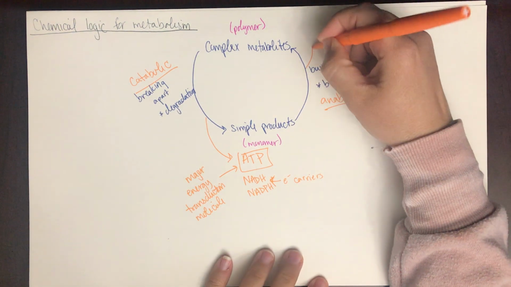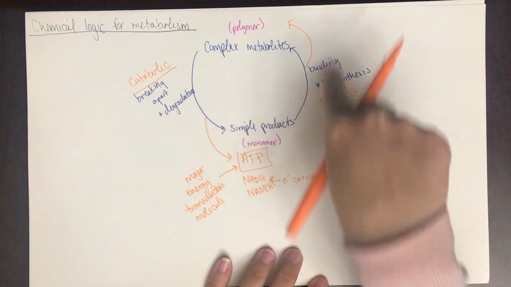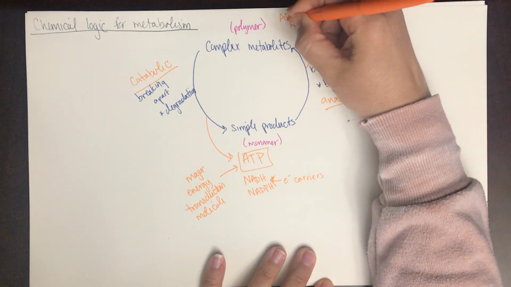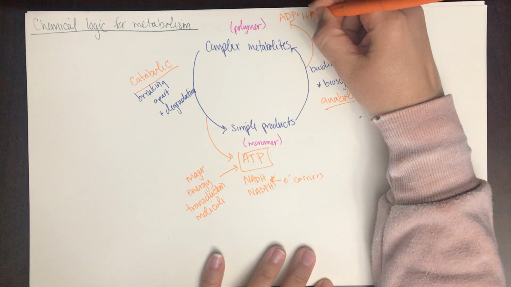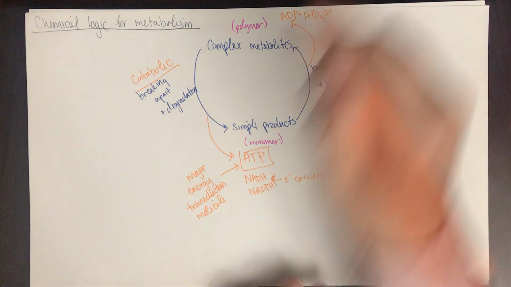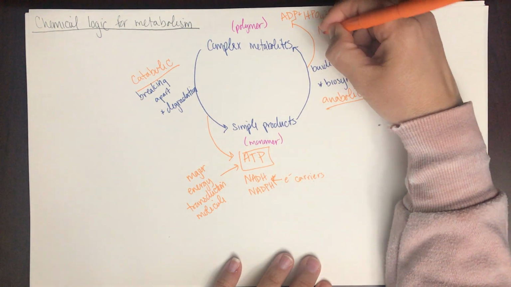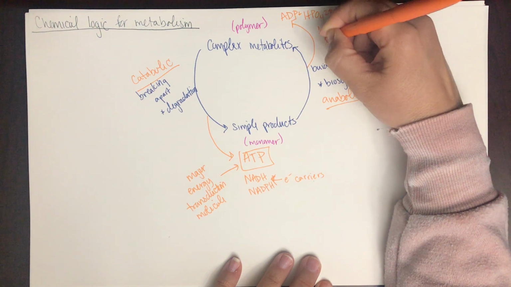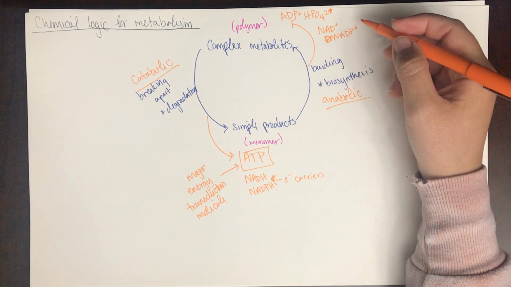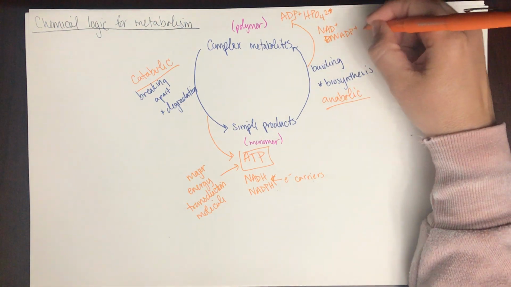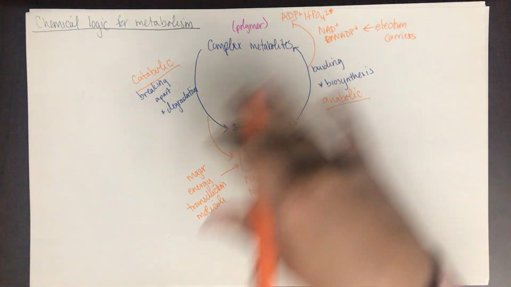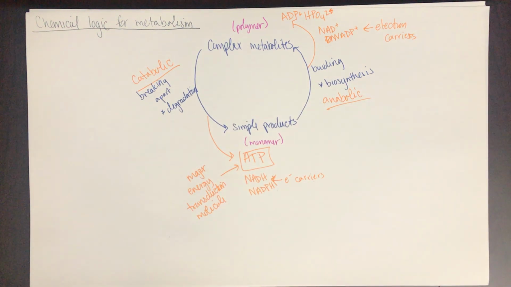The opposite is when we are building things, we are hydrolyzing ATP. So this would be ADP plus phosphate, 2 minus, sorry, and NAD plus or NADP plus. So these are oxidized, these are reduced, these are oxidized, these are also electron carriers. So we're going to talk about a lot of these in the chemical reactions that we're talking about.